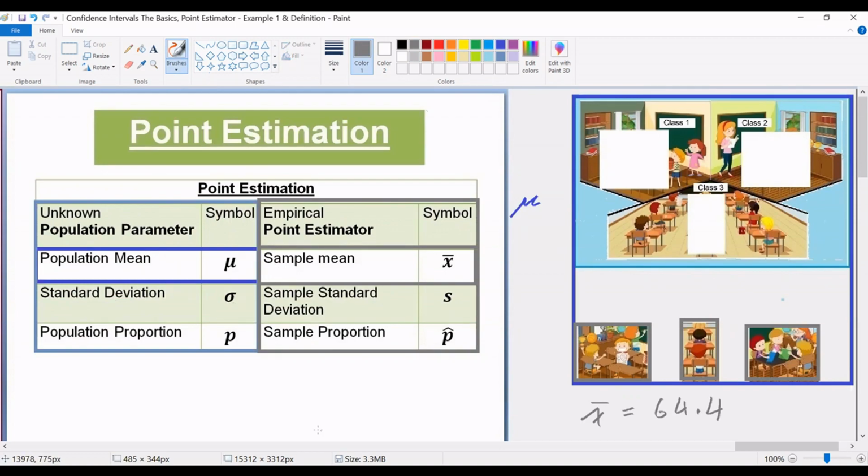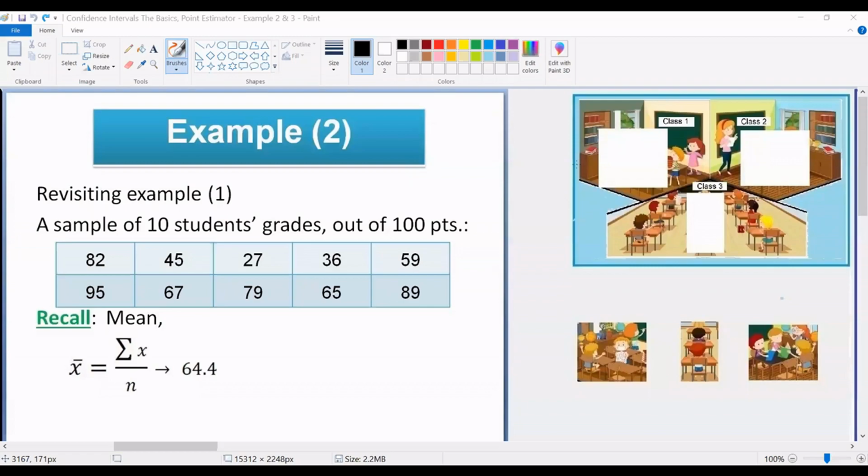In our next example, we will focus on standard deviation using the exact same type of data. In example 2, we're going to revisit example 1, where we took the sampling of 10 students. Recall that we were able to find the mean of the students, meaning X bar, the average of the sample, giving us 64.4.